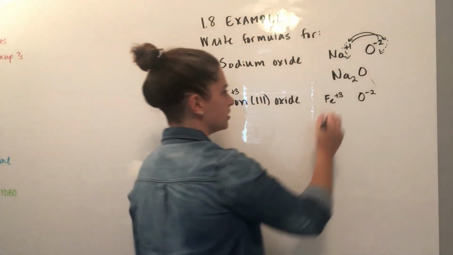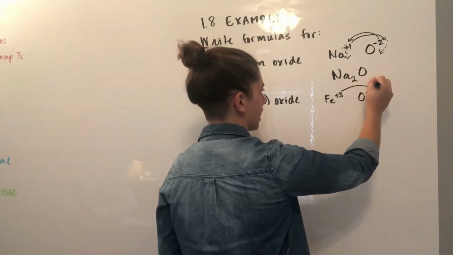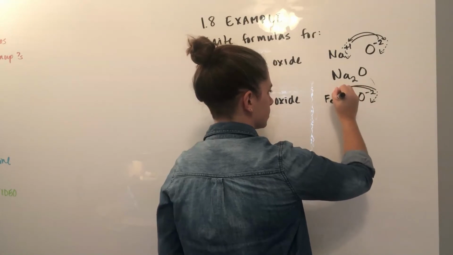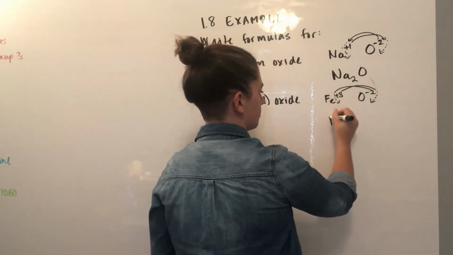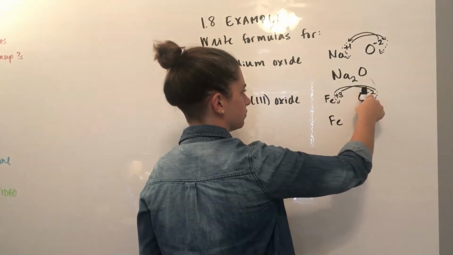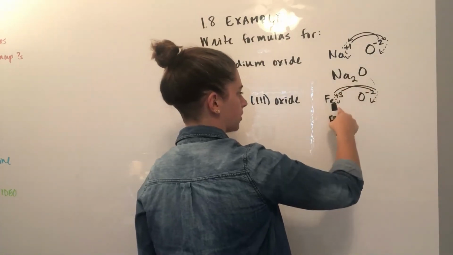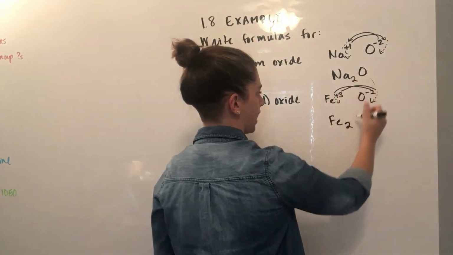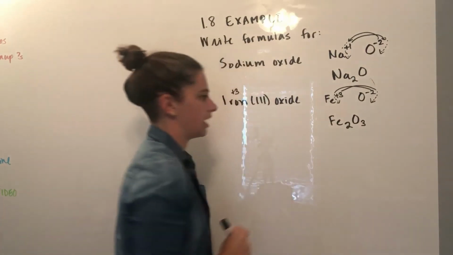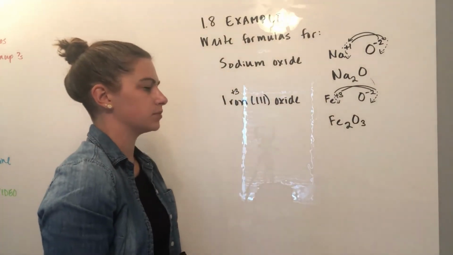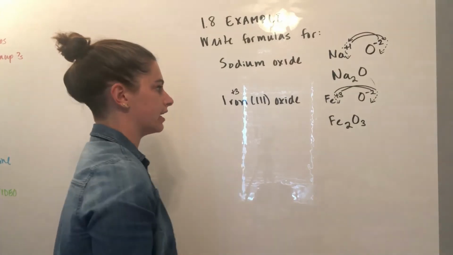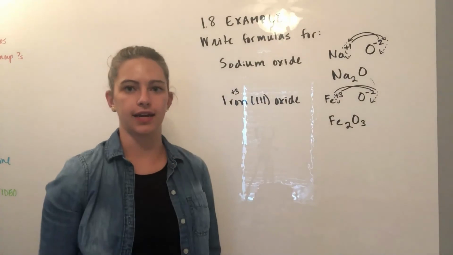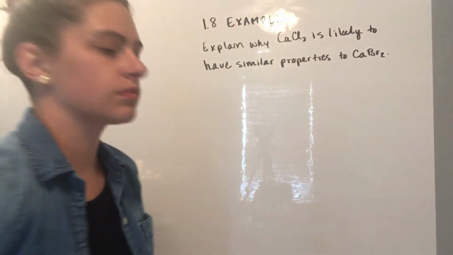Okay, same process. I'm going to swap over to the other side, and then drop into my subscripts. My 2 from my oxygen swapped over to my iron, dropped into the subscript, so I get Fe2. And my 3 from my iron swapped over to my oxygen, dropped into the subscript, so I get Fe2O3. That's what I mean by the phrase swap and drop. That's how we can go from the names to the formulas for ionic compounds.